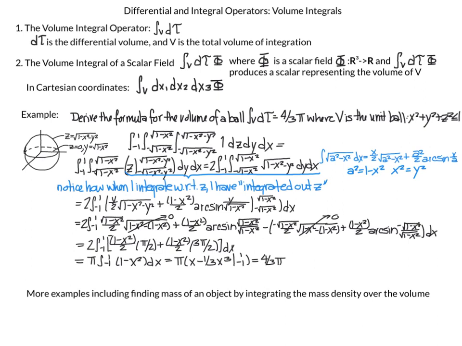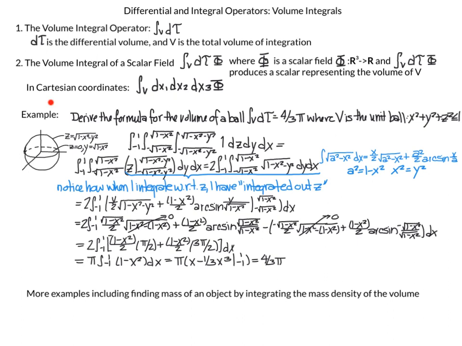To review what we covered in this video, we looked at the volume integral operator, which is notated as the integral over V of d tau. We then looked at applying this operator to a scalar field. So we have our volume integral operating on phi, where phi is a scalar field. It maps from R3 to R. And the first thing to note about this volume integral over a scalar field is that it produces a scalar, representing the volume of V.